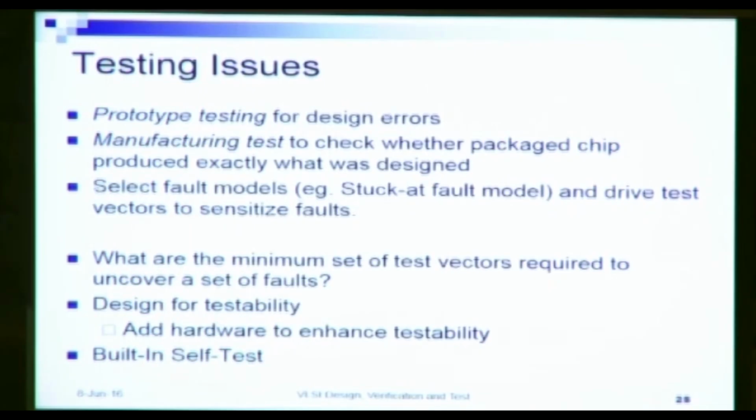So one of the very important issues in testing is to find out the minimum number of test vectors required to uncover a set of faults. We understand that any reasonably sized circuit will have an enormous number of possible inputs, right? So we cannot test a circuit for all possible inputs. The research here is to find the minimum set of test vectors that are essential and can sensitize a given set of faults that we have.